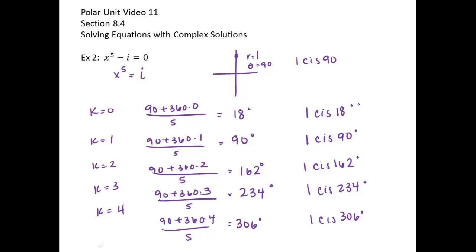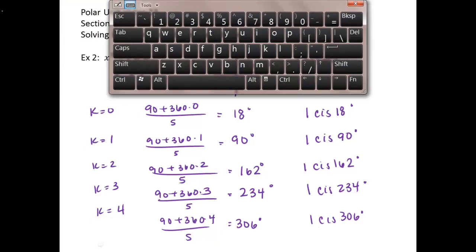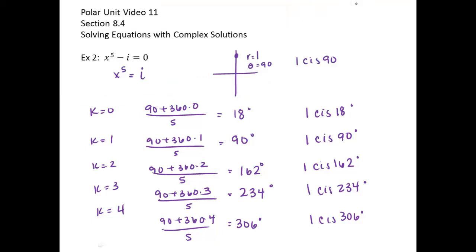If you were to take any of these and raise them to the fifth power, you would find the final answer would come out to be just 1 cis 90. These are all coterminal when you raise them to the fifth power.